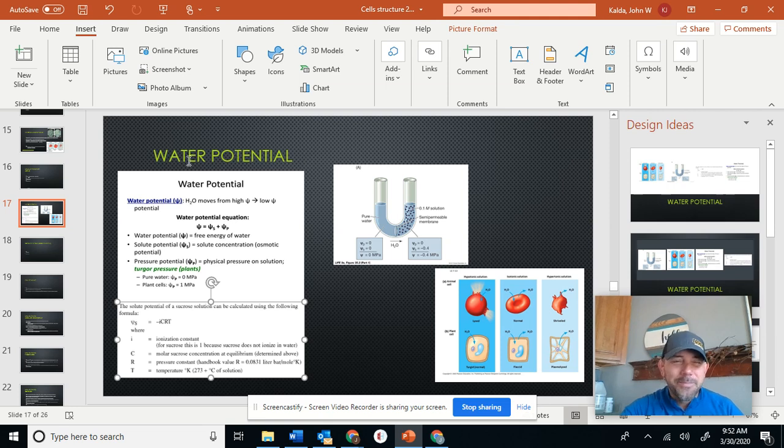Okay, so we're going to tie into kind of a new concept you guys learned this year, water potential, or you will learn depending on when you're looking at this video, and kind of dealing with passive and active transport. And when you break down what water potential is, it is the ability of water to move from one area to the next.